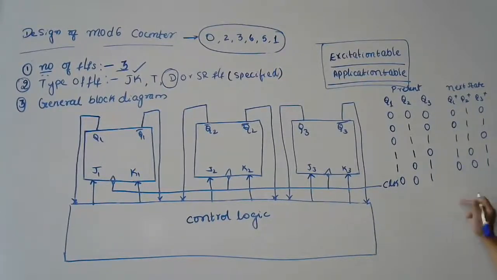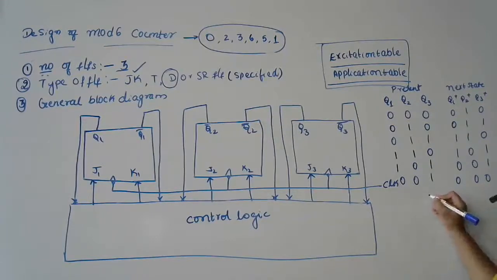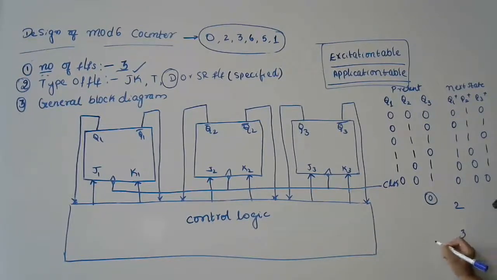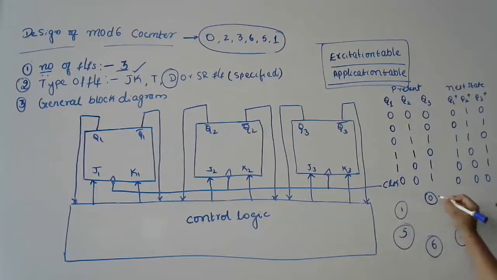0, 0, 0, 0, 0. Correct? That means I'm generating a sequence like this, no? 0 was my first state, then it was 2, 3, 6, 5, 1. Right? This is what I'm doing.